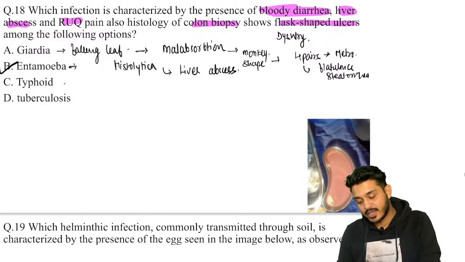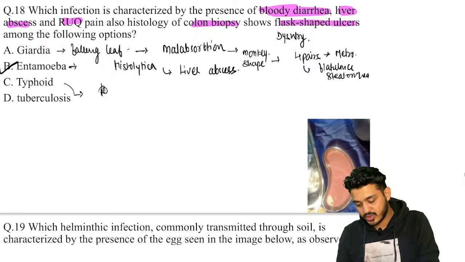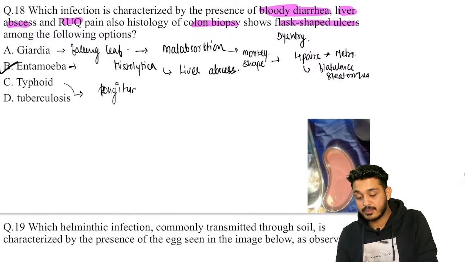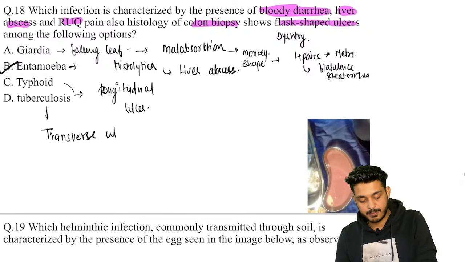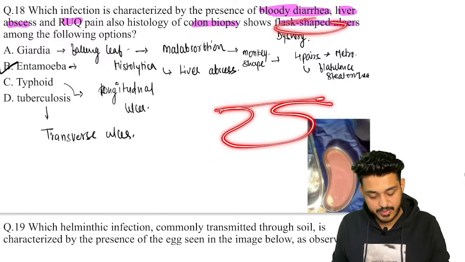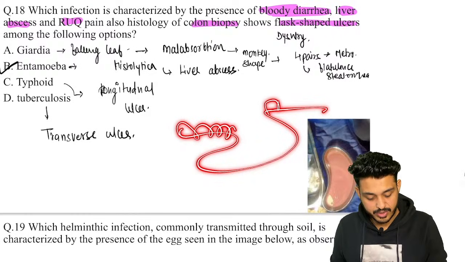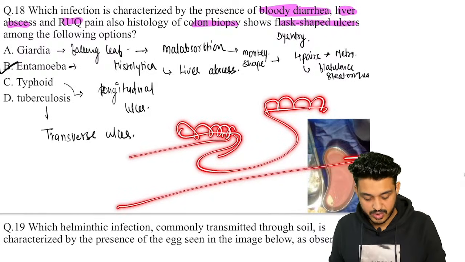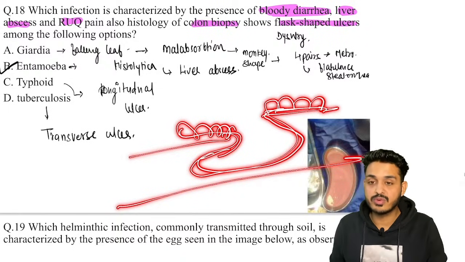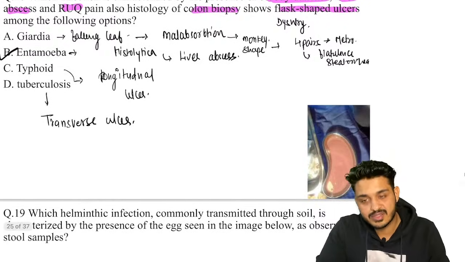RBCs inside them. Typhoid will be having what kind of ulcer? Typhoid will be having longitudinal ulcer. Tie is going to be long, so you can remember longitudinal ulcer. And in tuberculosis, T for tuberculosis, you will be having transverse ulcer, right? This is the ulcer you have to remember. So this flask shape ulcer: suppose this is your mucosa and this is your submucosa. You will have invasion in the submucosa, looking like a flask shape and leading to dysentery also. So this is known as flask shape ulcer.